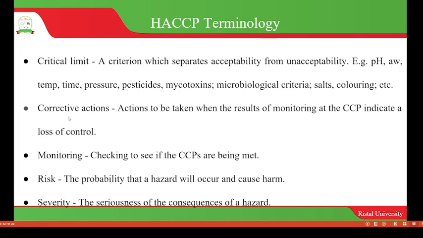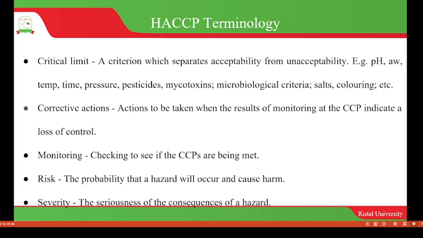And then the next term that we need to understand is corrective actions. These are actions to be taken when the results of monitoring at the critical control point indicate a loss of control. So as you are monitoring the critical control point, you will realize that there are some points at the CCP whereby there is a loss of control. So once you have realized that problem, you need to come up with measures in order to solve that problem at that time or in future. So at that time, if there's a problem, you need to come up with action or measures so that you can correct that problem so that the food remains safe for consumption.